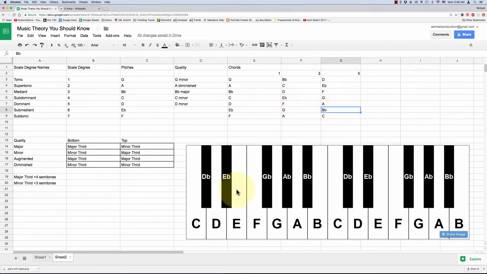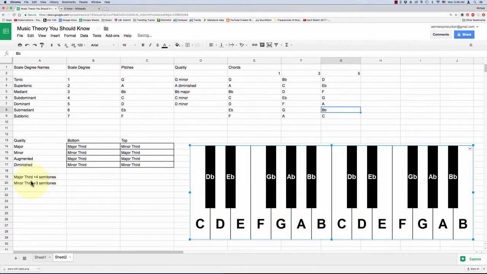From G to B flat, so G to B flat, what is that? 1, 2, 3. That's plus 3 semitones. That's a minor third. So we have a major third in the bottom, a minor third on top. What is that? Major third on bottom, minor third on top. That's going to be a major chord. So E flat major.